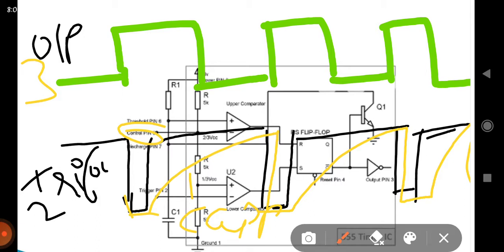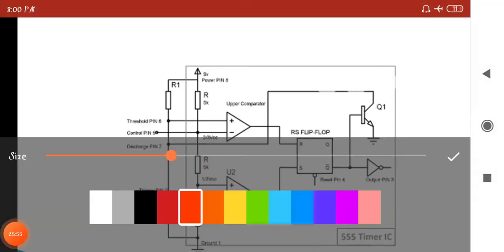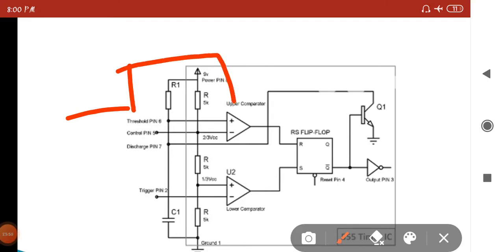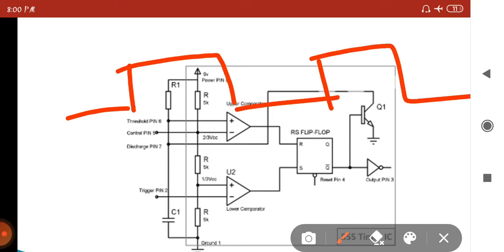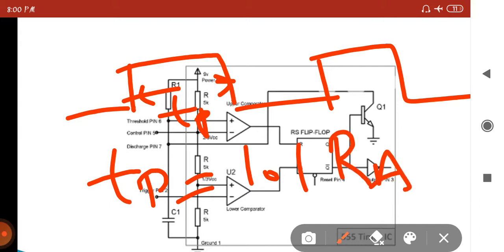How does this work? Next, come to the formula of the time during which the output remains in the high. Output remains in the high, that is TP. This is called TP. How much is it? 1.1 of RA into C.